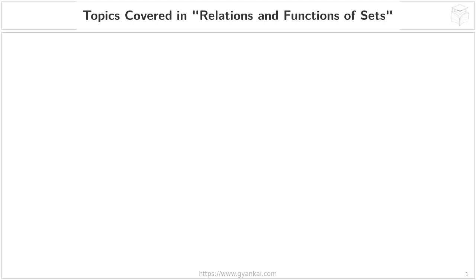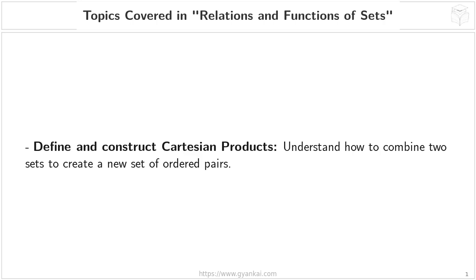Topics covered in relations and functions of sets. We'll start with something called the Cartesian product. Think of it as a way to combine two sets, basically, taking every element from one set and pairing it with every element from another. This creates a new set of ordered pairs, and understanding how to build these is our first step.